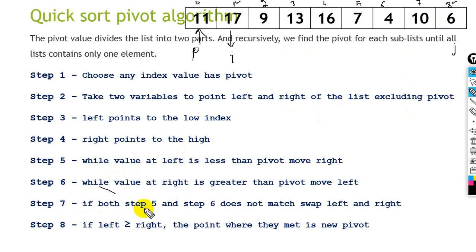Step 7: if both step 5 and step 6 do not match, swap left and right.